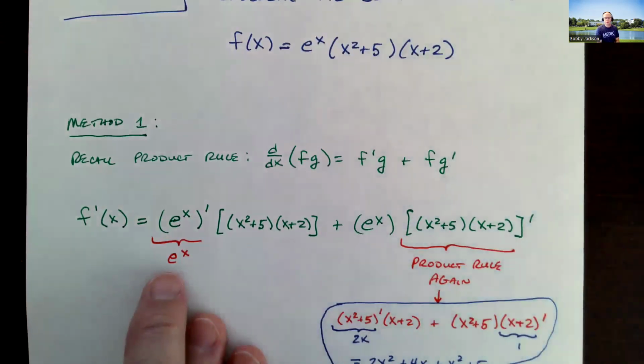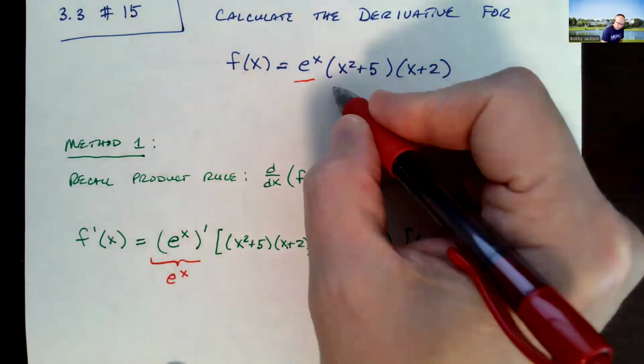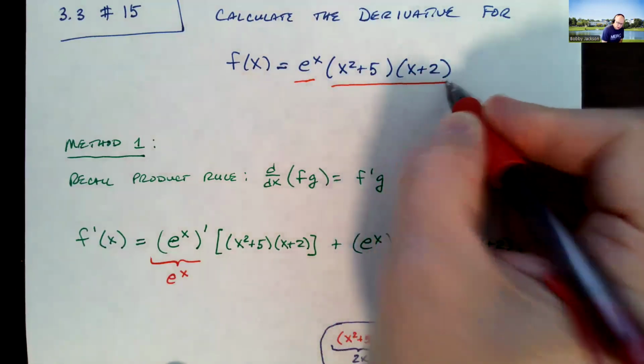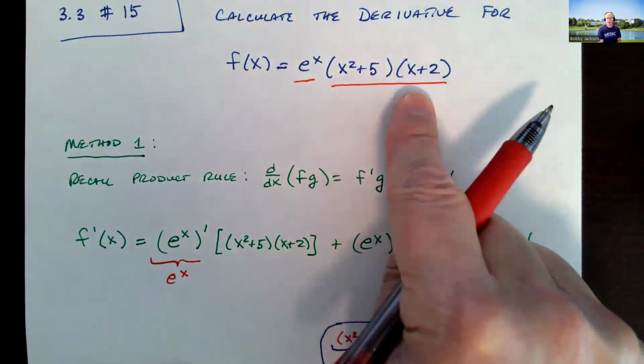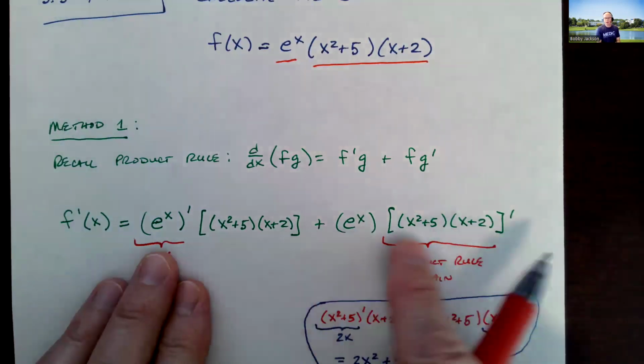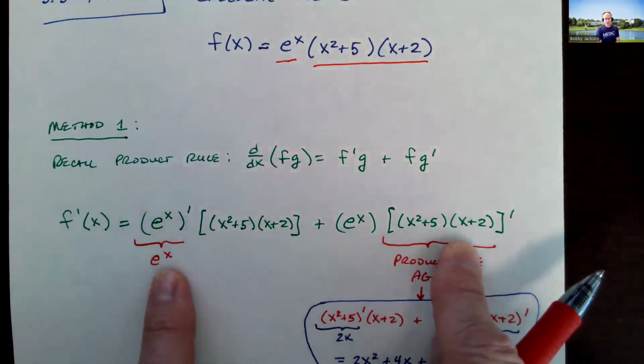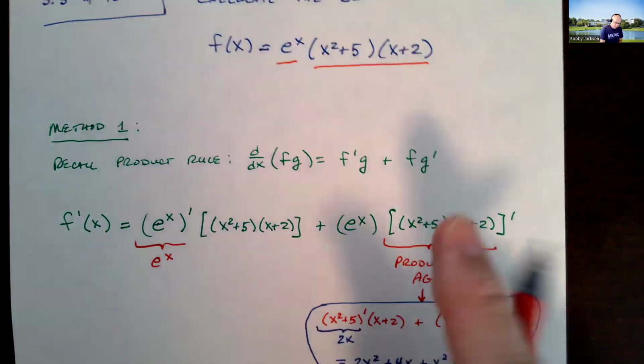We're going to think of this as e to the x as one function, and the other function is x squared plus 5 times x plus 2. So I take the derivative of e to the x times all of that plus e to the x times the derivative of all this. Okay, over here, derivative of e to the x we know is just e to the x.